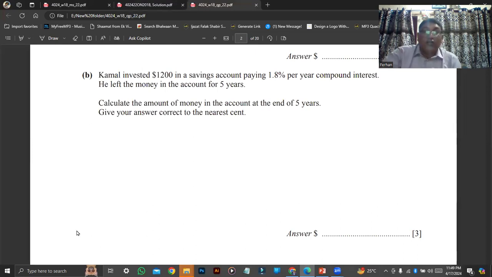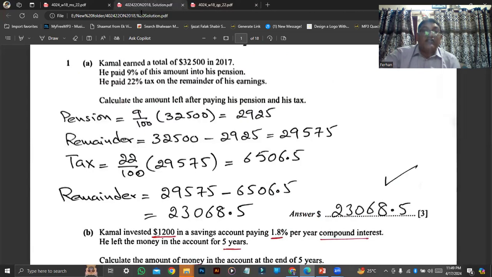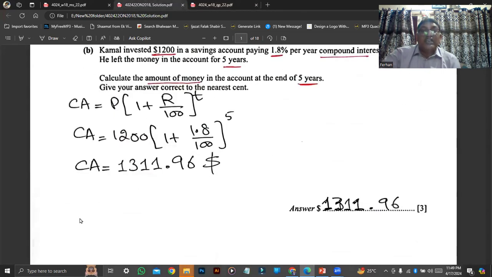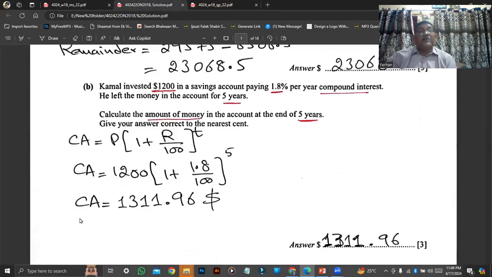So you know the compounded amount. The formula for the compounded amount is CA, the compounded amount, equals P bracket start 1 plus R divided by 100 bracket close raised to the power T. T means how many time periods have passed. Because the rate is 1.8% per year, and after 5 years, we have to calculate how much is the amount of money in the account.